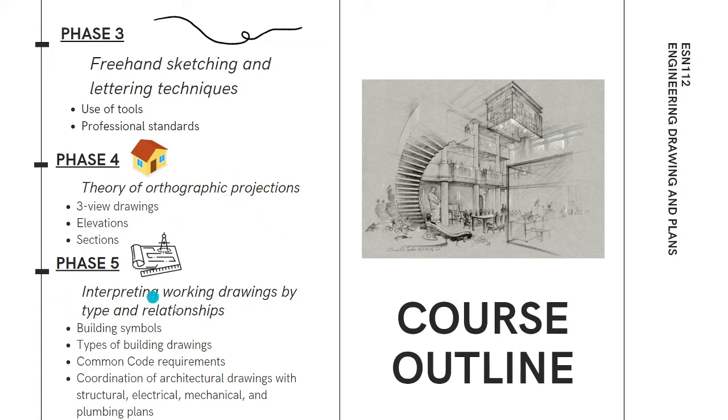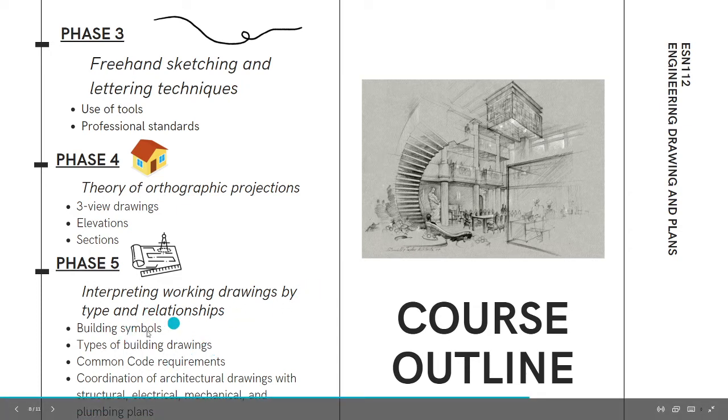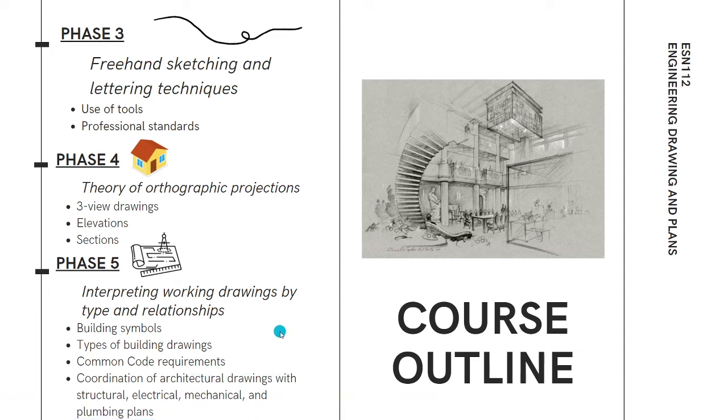And lastly, in phase 5, we would interpret working drawings by type and relationships. We'll be talking about building symbols, types of building drawings, common code requirements, and finally, the coordination of architectural drawings with the structural, electrical, mechanical, and plumbing plans. When we make a plan of a building, it all starts with the architectural drawing. Without the architectural drawing, the structural, electrical, mechanical, and plumbing plans would be almost impossible to make. Okay, is it clear, class? That would cover our course outline.